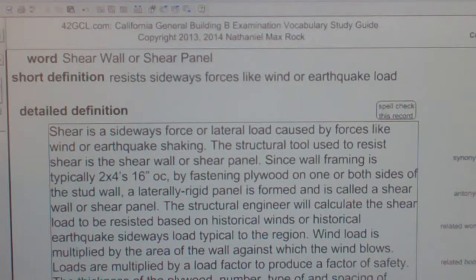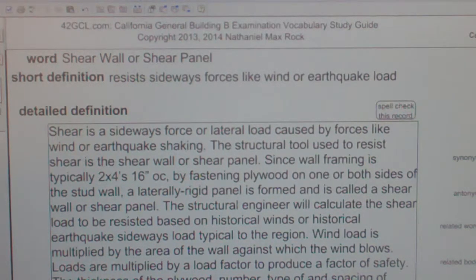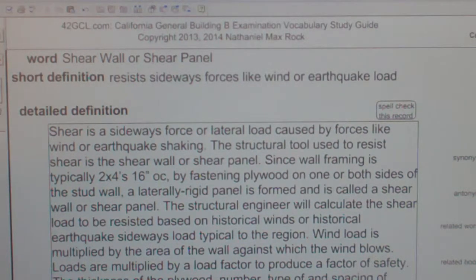Loads are multiplied by a load factor to produce a factor of safety. The thickness of the plywood, number, type of, and spacing of fasteners can be read from a design table to produce a panel which will resist the design load.